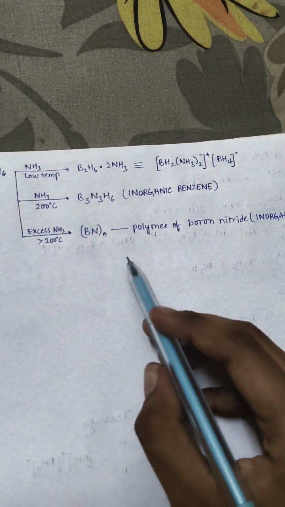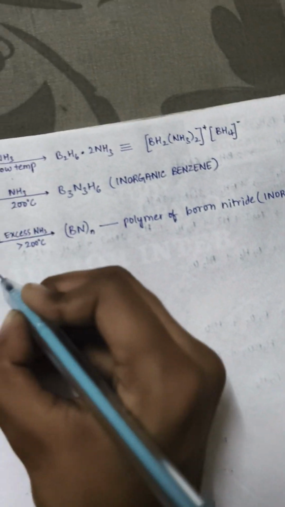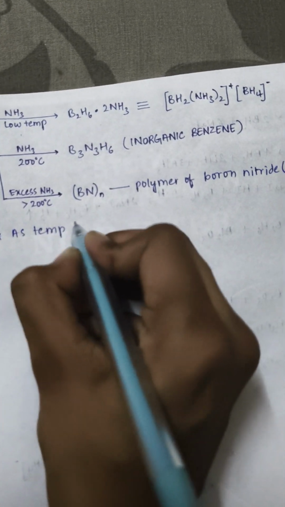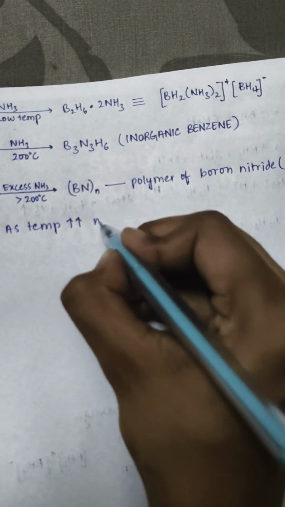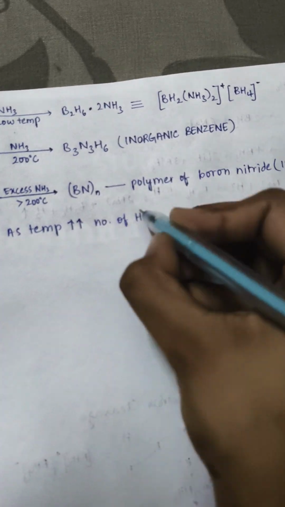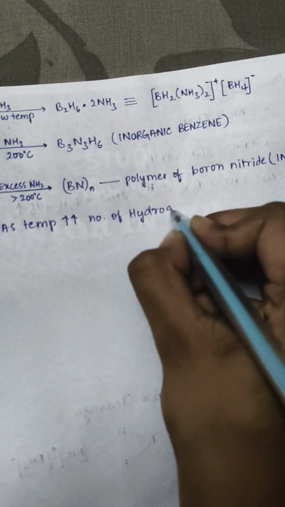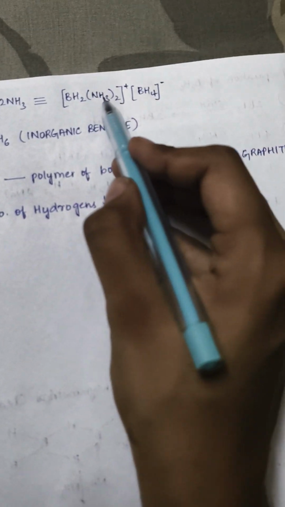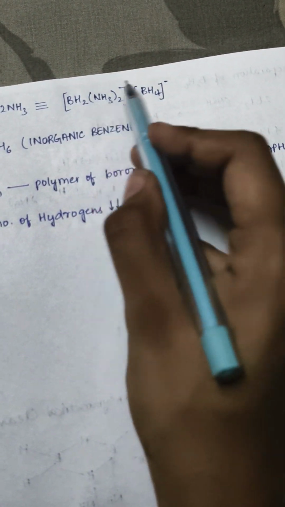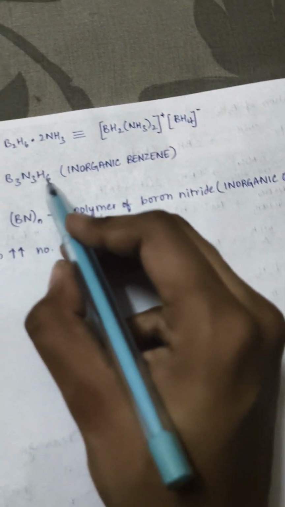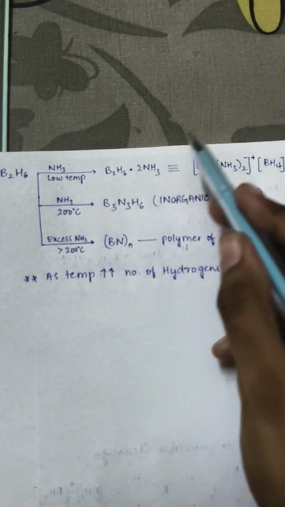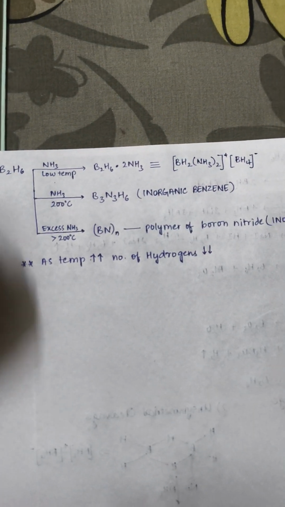And one thing you should remember is that as temperature increases, the number of hydrogens decreases. Like here you have 12 hydrogens, and here you're having 6, like 12, 6, 0. Temperature is increasing, number of hydrogens is decreasing.